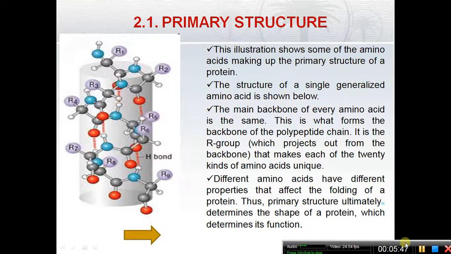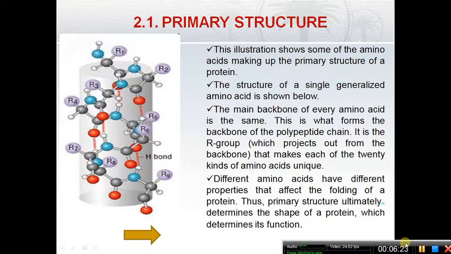This illustration shows one of the amino acids making up the primary structure of a protein. The structure of a single generalized amino acid is shown below. The main backbone of every amino acid is the same. This is what forms the backbone of the polypeptide chain. It is the R group, which projects out from the backbone, that makes each of the 20 kinds of amino acid unique.